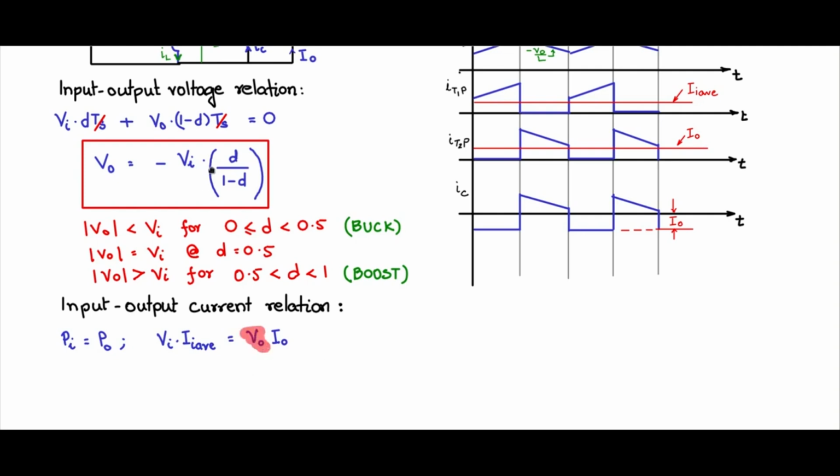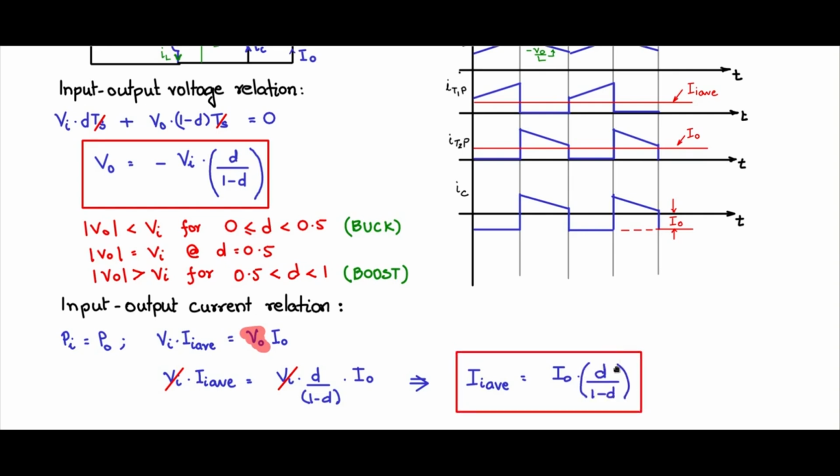And now this portion, let me replace it with this equation. I will use that equation from the volt second balance relation. Vi into I average is equal to, I will only bother about the magnitude, Vi D by 1 minus D into I naught. So let me remove these two parts, Vi and Vi, and simplifying you get I average is equal to I naught into D by 1 minus D, and this is the input output current relationship for the buck boost converter.